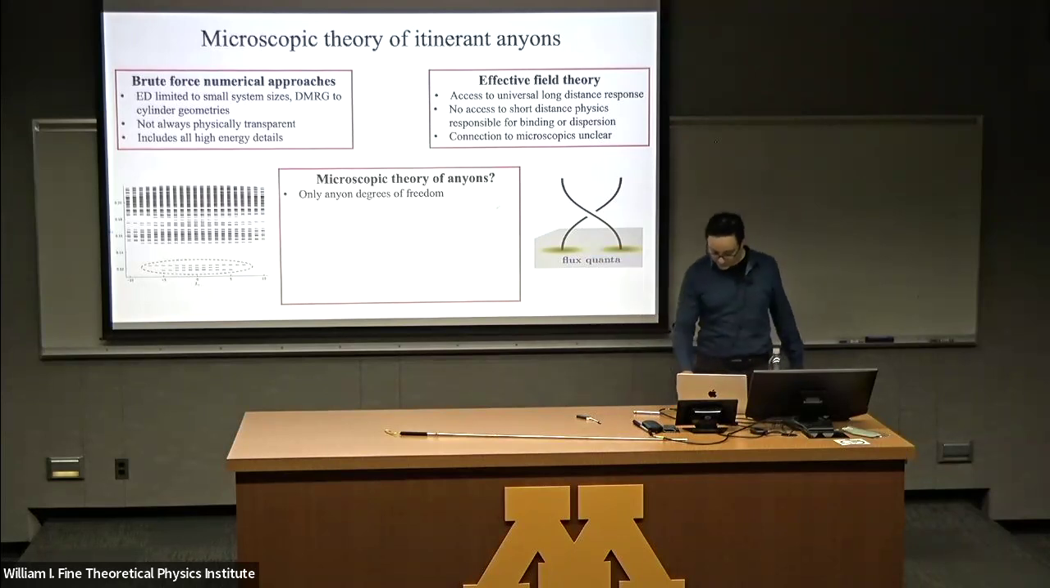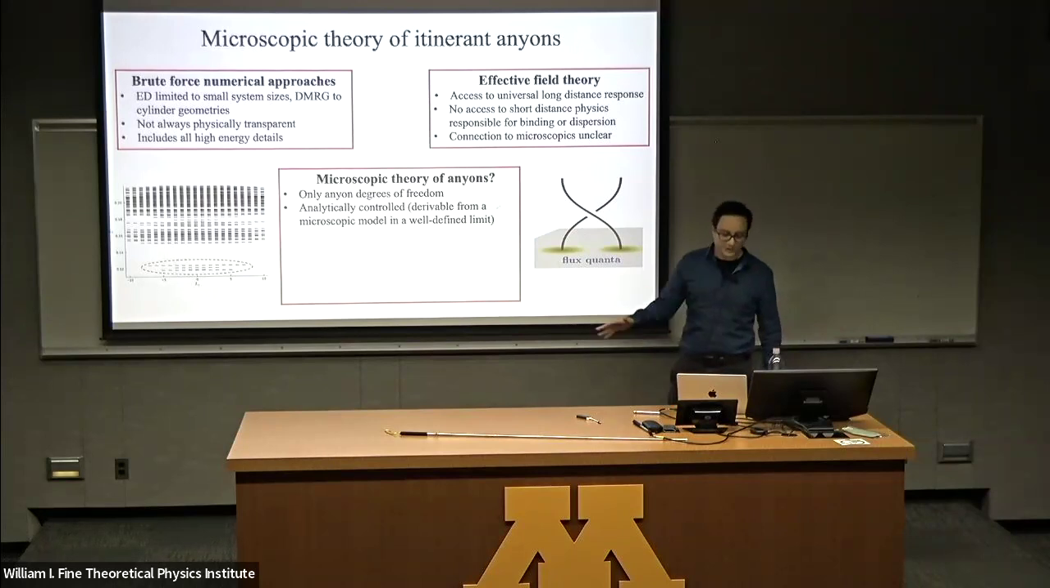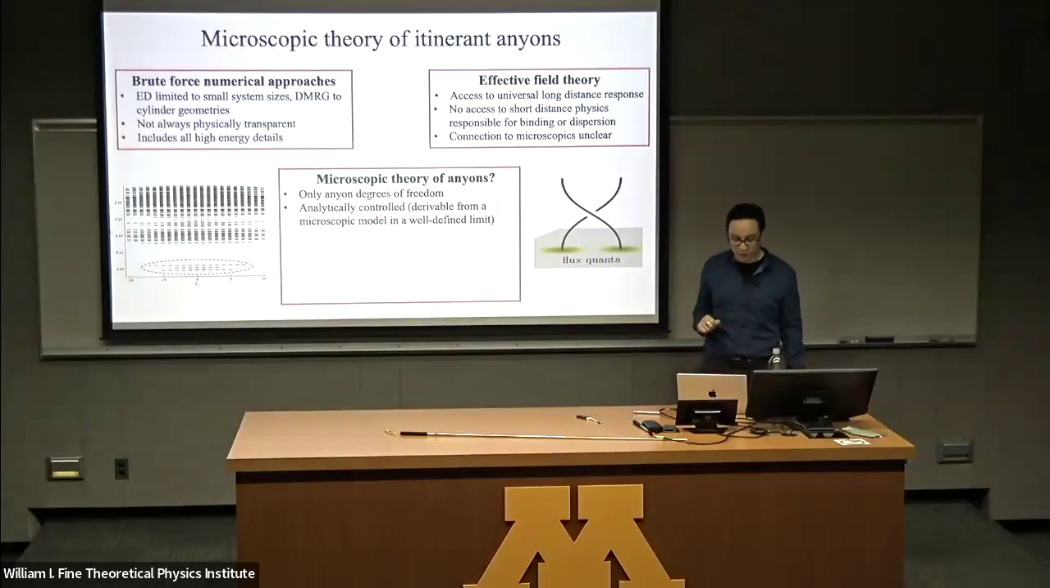So I want to project onto this space. I want this theory to be analytically controlled, which means that it should be derivable from a microscopic model in a well-defined limit. I could apply it slightly outside its range of validity, but at least I'll have this certainty about certain parameters in certain points in parameter space where I'm sure that I'm doing something valid and correct.